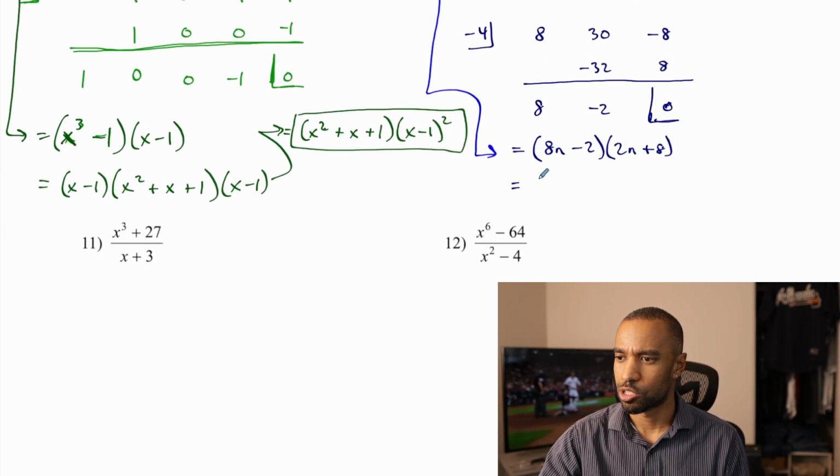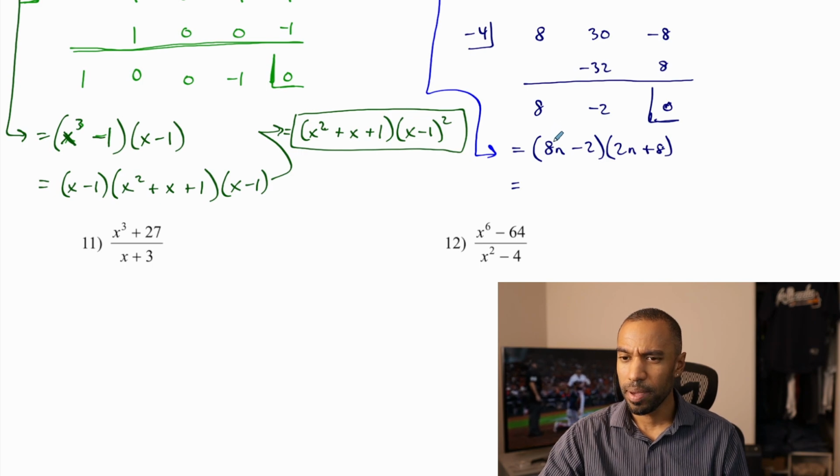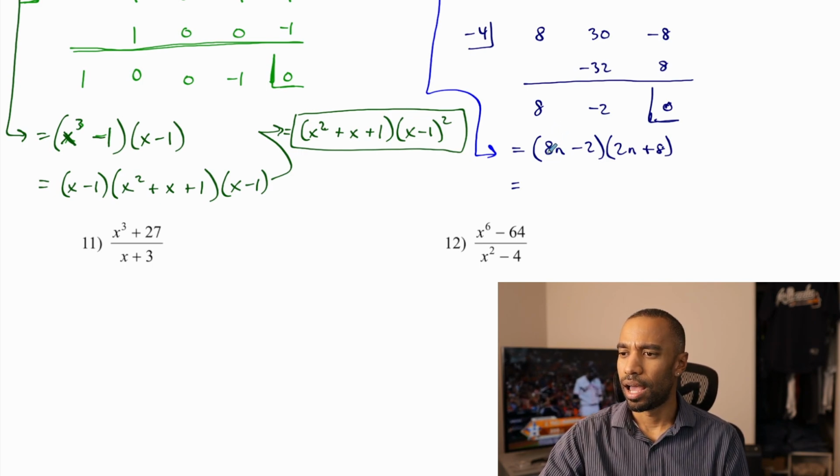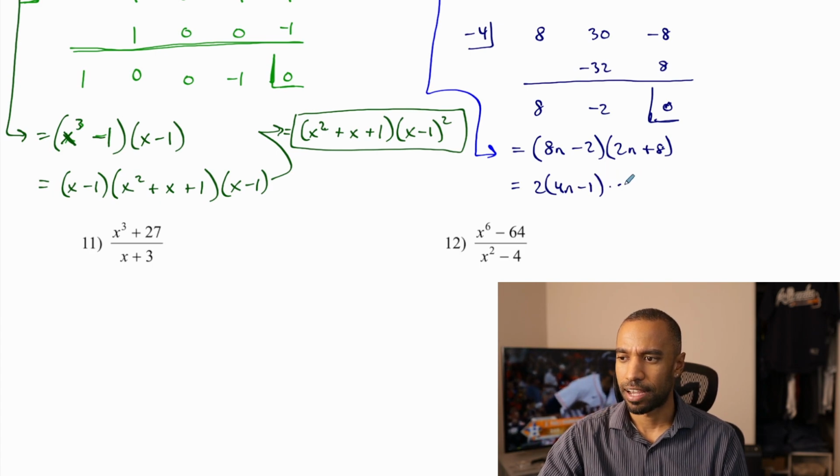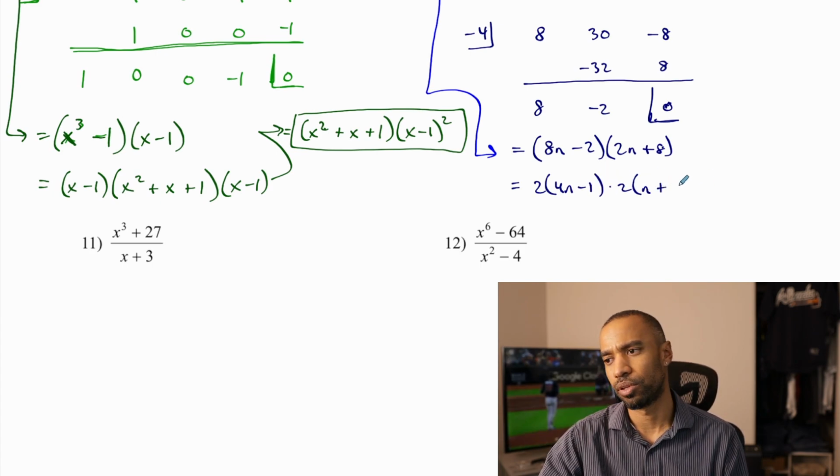Common factors, let's get them. Maybe I did make sure all these things factored out. I can factor a 2 out of this one, and I get 4n minus 1. And I can factor a 2 out of here, and I have an n plus 4, right? Make sure I didn't mess that up.